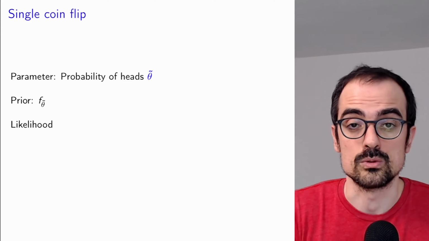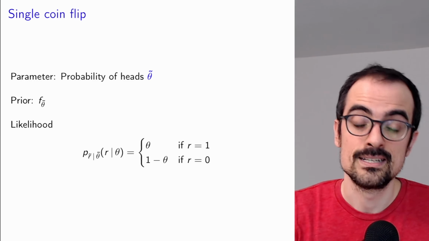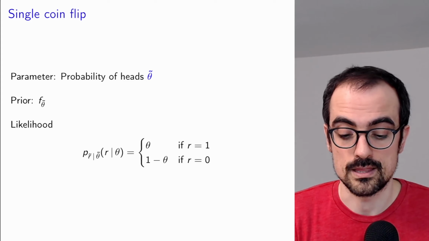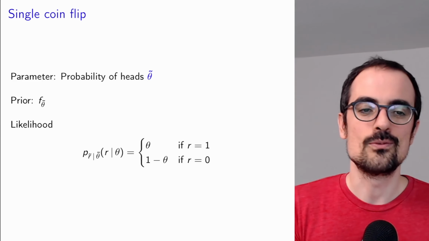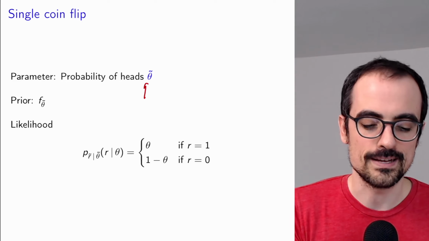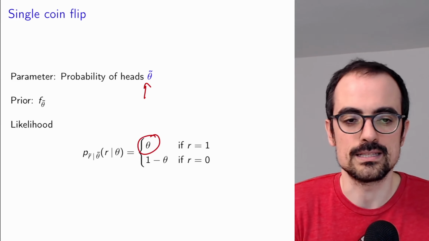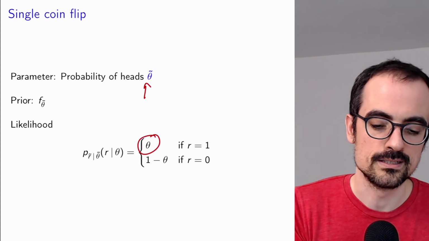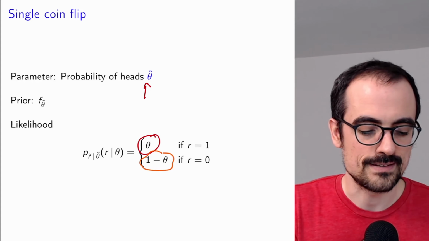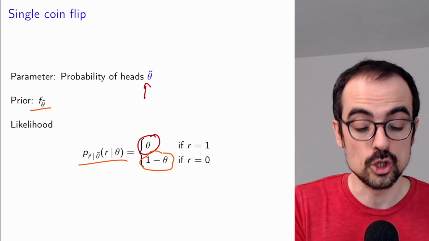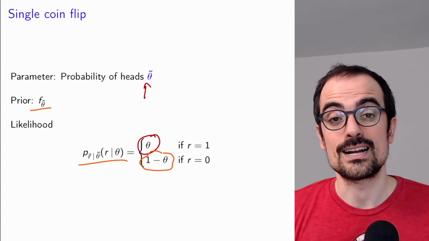And then I have to choose a likelihood. Since I'm flipping a coin, a reasonable likelihood is this: if we fix the value of the parameter to theta, which represents the probability of heads, then the probability of observing a head is indeed theta, and the probability of observing tails is 1 minus theta. So we have our prior and we have our conditional. Notice that the parameter here is modeled as a continuous random variable and the data are actually discrete.